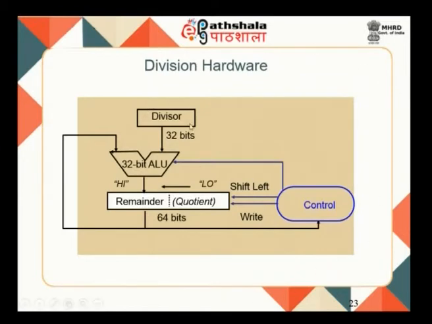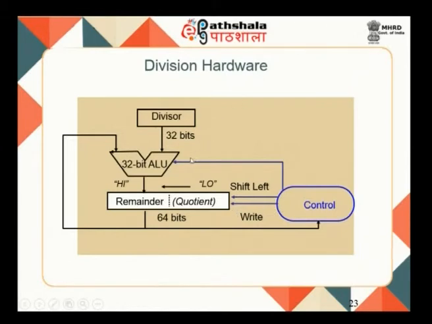So, you have a divisor here, you have the remainder and the quotient. This is where your initial dividend is stored, and then you store your remainder and quotient here. This is the control unit which looks at the result of your subtraction operation and decides whether to generate a quotient bit of 1 or 0.